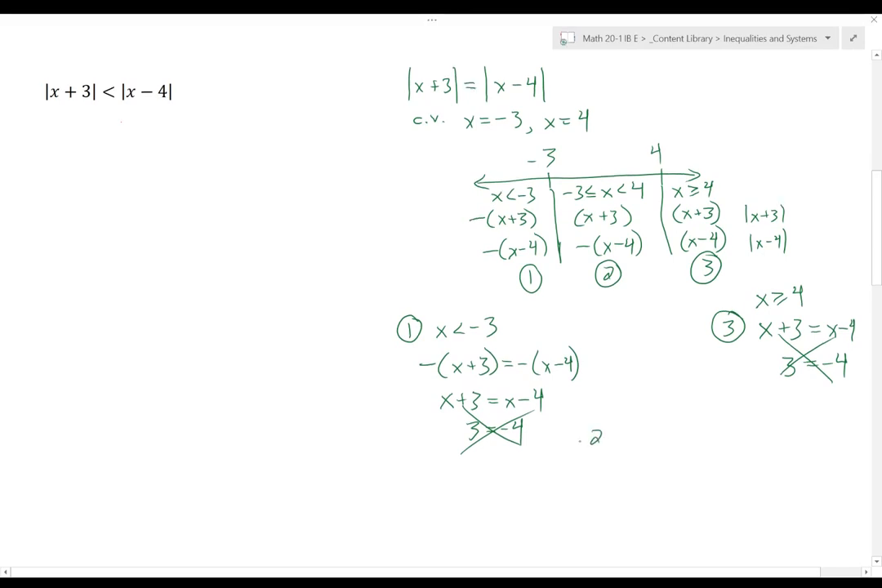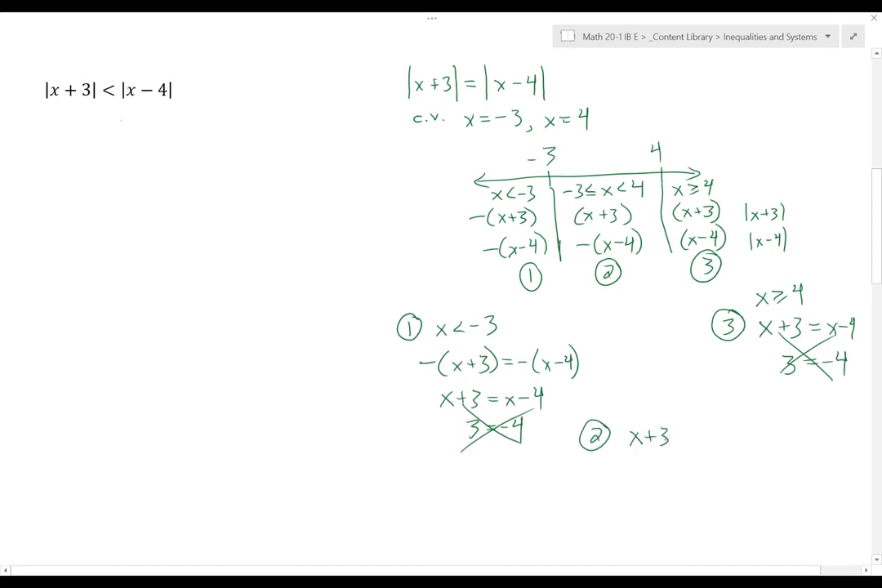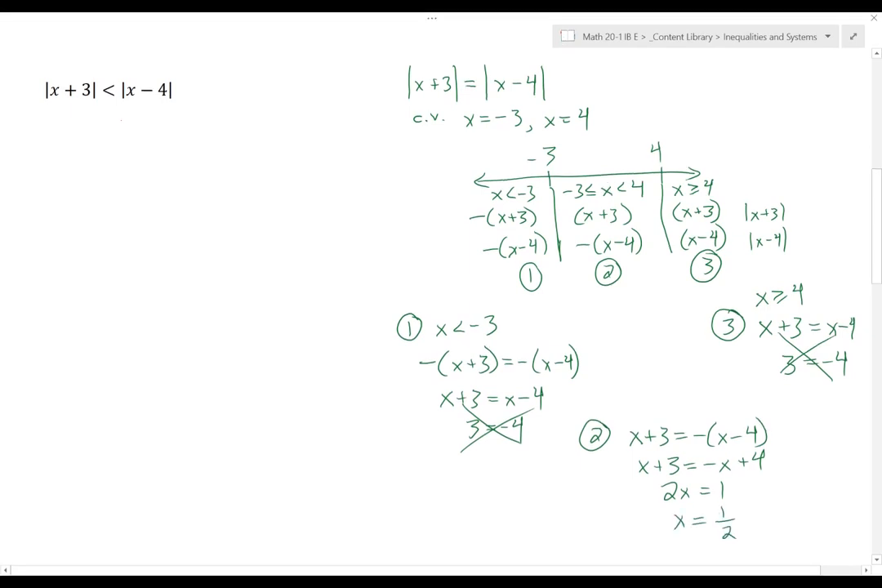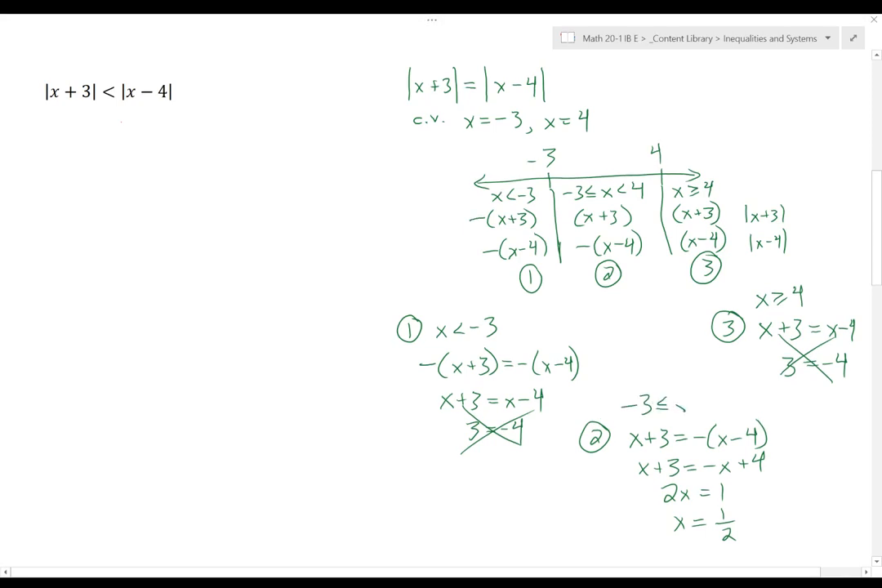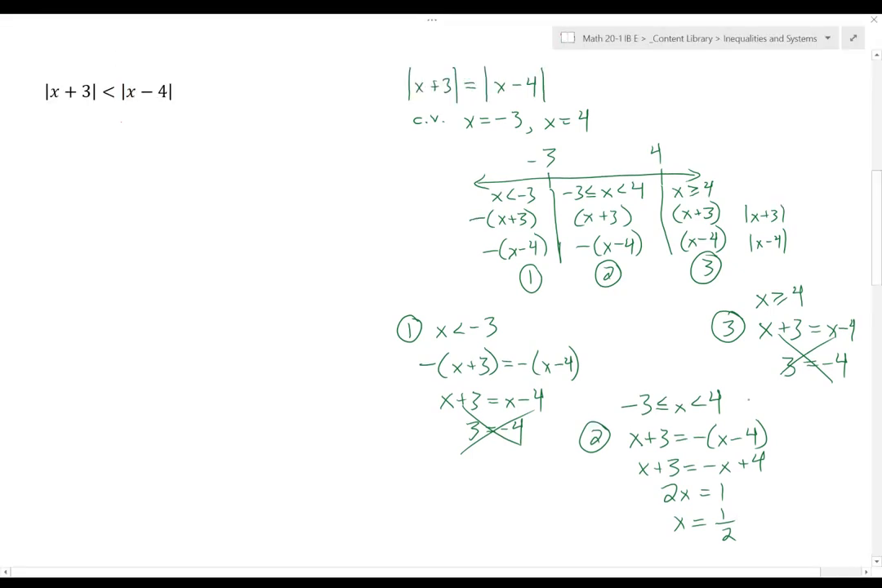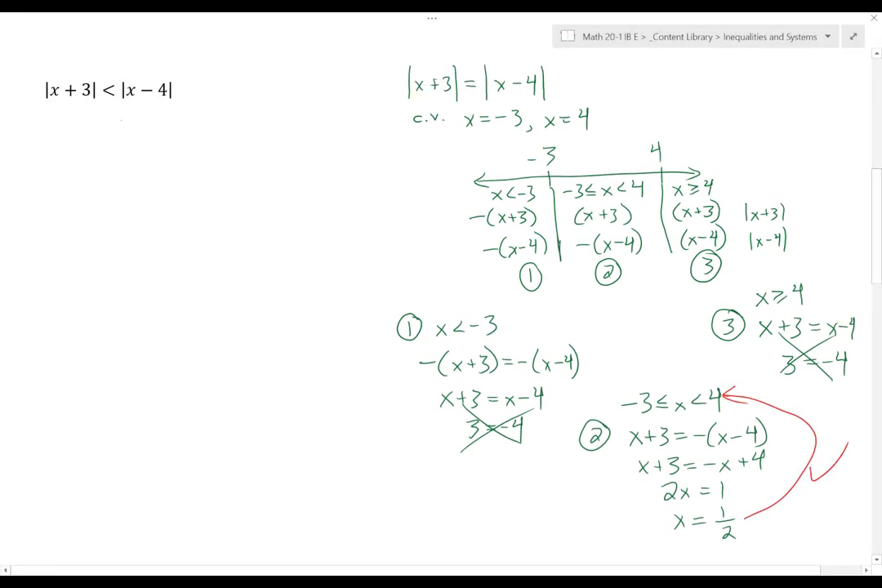The second equation, where I have x plus 3 equals the opposite of x minus 4, so in other words, x plus 3 equals negative x plus 4, so I get 2x equals 1, x equals therefore 1/2. I do get a solution. I have to think about whether it's extraneous or not, so this is the interval between -3 and 4. 1/2 does lie in that interval, so I do get a solution to this equation.